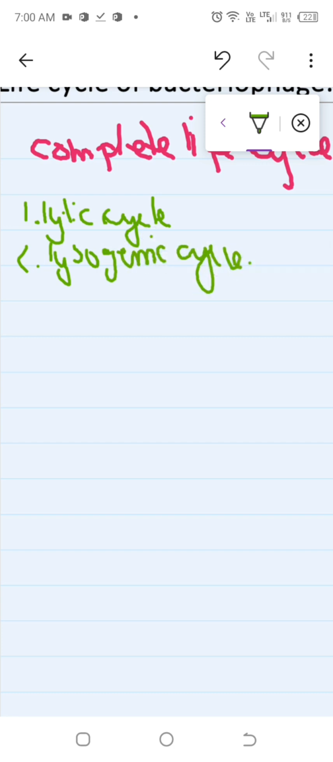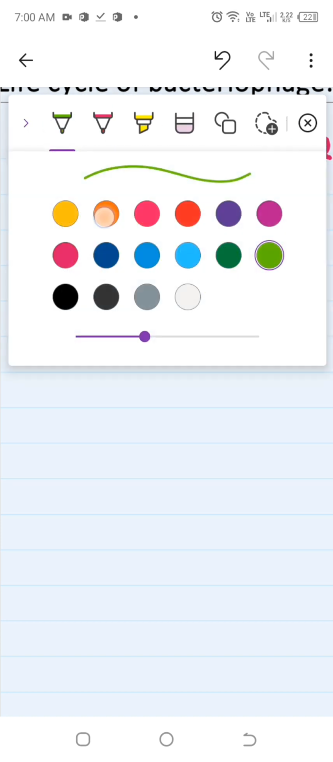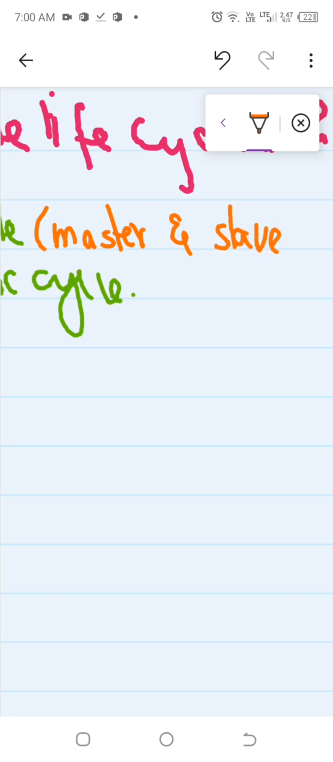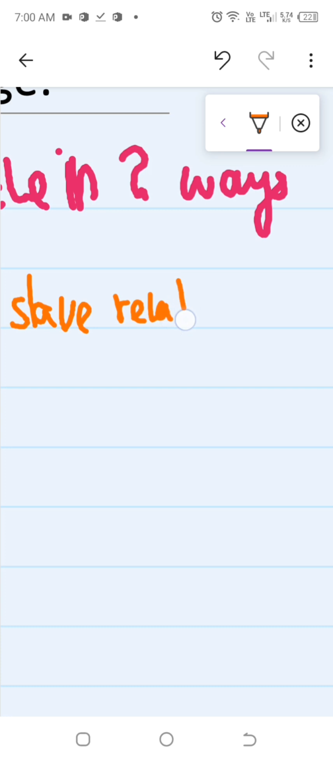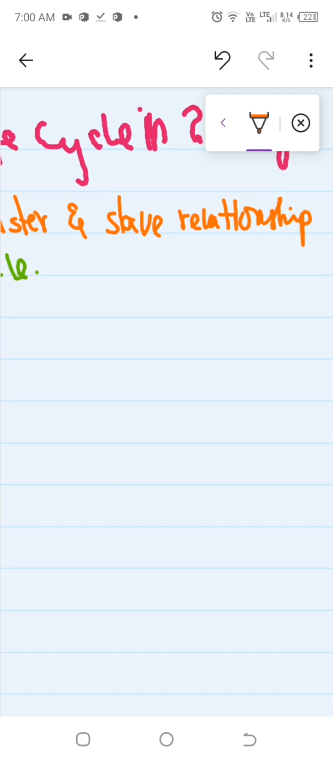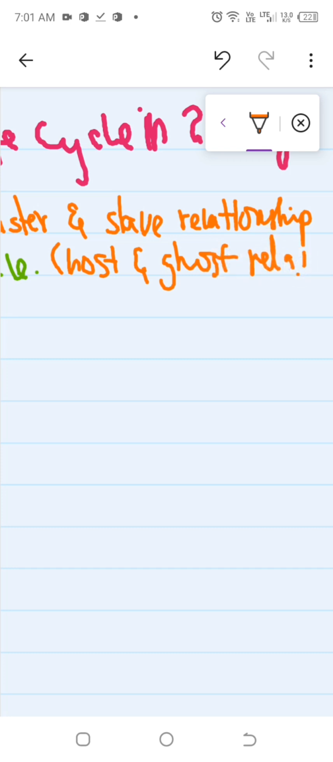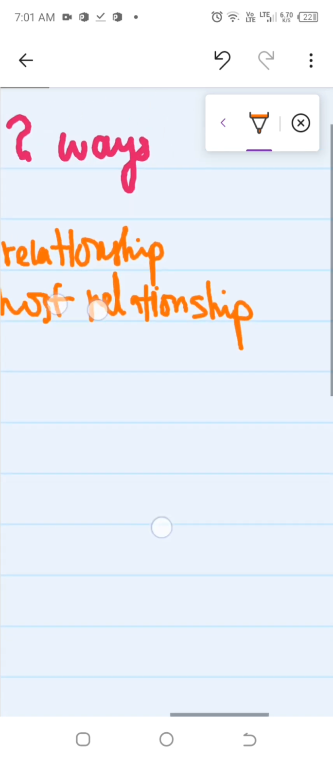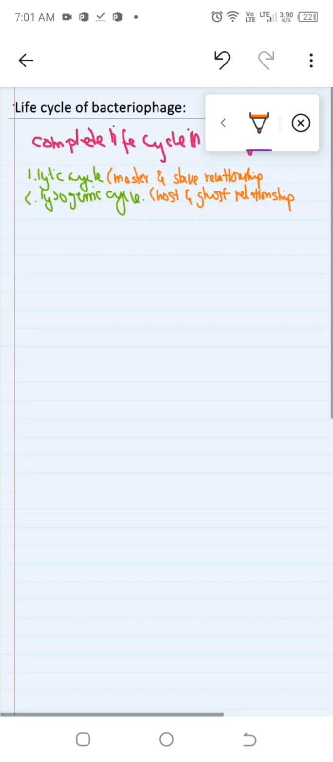Remember, the lytic cycle is also known as the master and slave relationship, and the lysogenic cycle is known as the host and ghost relationship. Fine. So now let's see how these life cycles work.